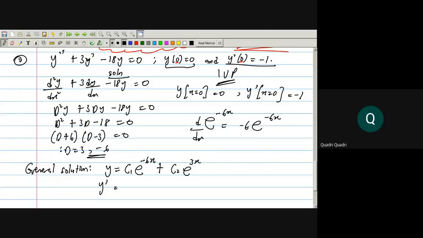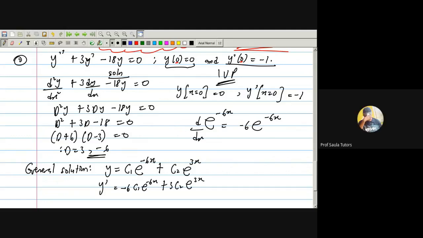Yes. You will differentiate the upper one. You have minus 6, put it here. So you get minus 6 c1 exponential minus 6x, plus 3 c2 exponential 3x. All together? Yes. Now let us follow our pattern.